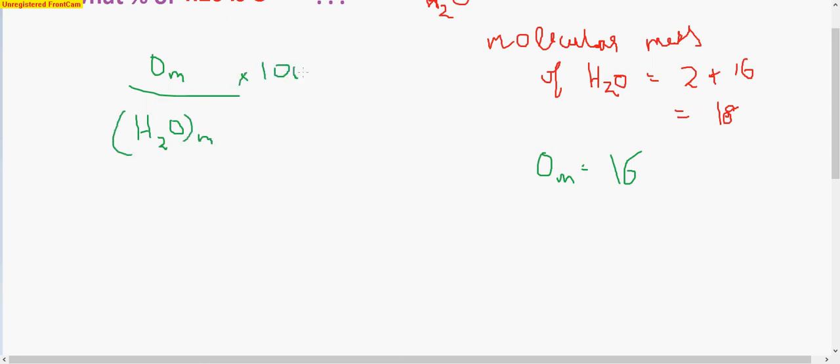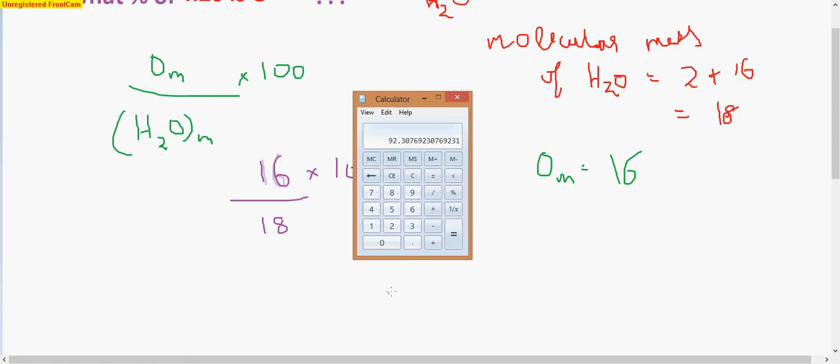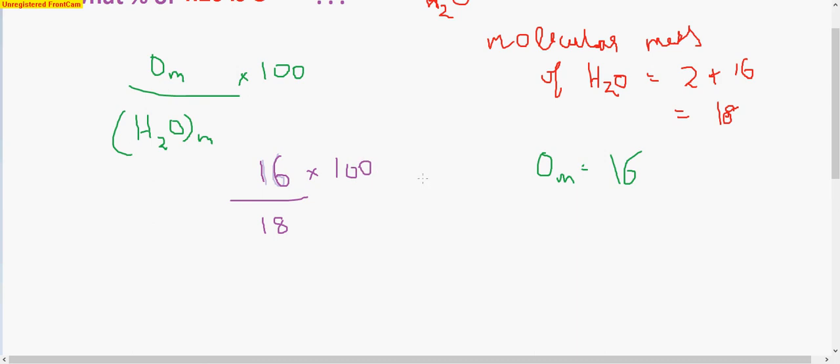Now what is that? O mass is 16, so 16 divided by 18 into 100. Even though it's a simple calculation, your calculator reduces the time. The answer is 88.8, which we'll approximate as 88.89.